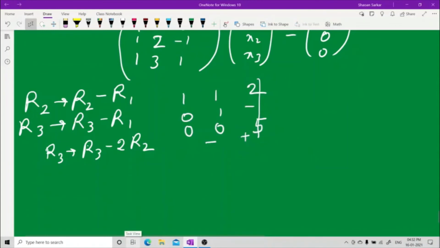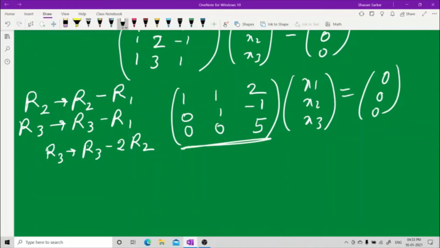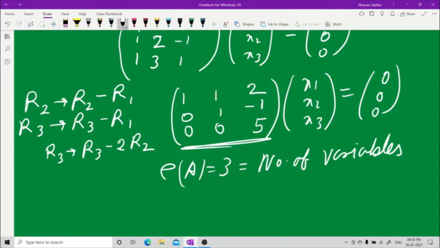Now, because I'll get the same thing, there will be no change. Let me rub this line and these symbols, put the minus 1 here as it was, and like this. Now you have x1, x2, x3, and you have 0, 0, 0. Now you can see the rank of this matrix is 3, which is equal to the number of variables. So therefore, x1 equal to x2 equal to x3 is 0.